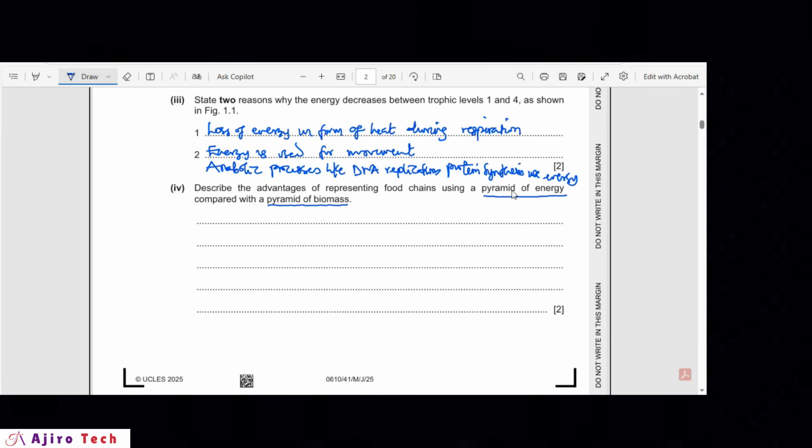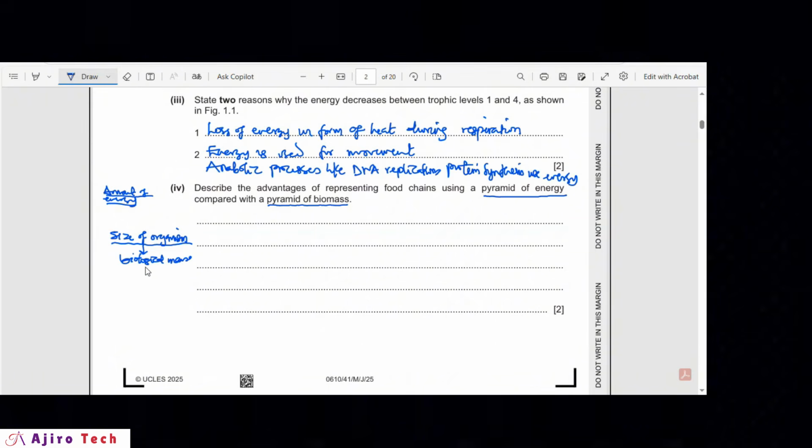So when we look at the pyramid of biomass, it actually takes into consideration the size of the organism. Pyramid of energy takes into consideration the amount of energy at each trophic level. But pyramid of biomass takes into consideration the size of the organism at each trophic level. The size, the biological mass.